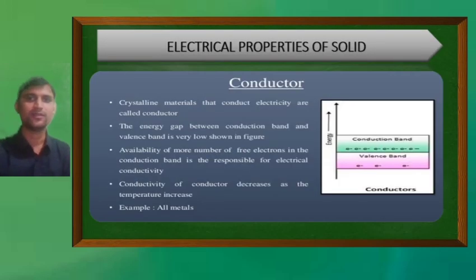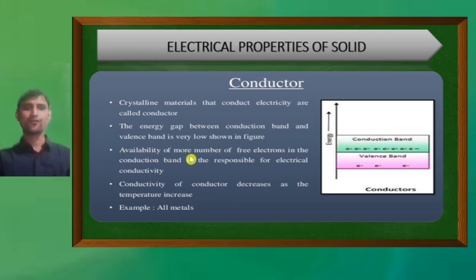Next one, electrical properties of solids. Already we know there are conductors, insulators and bad conductors of electricity. Now see the conductors. Crystalline materials that conduct electricity are called conductors. In them, the energy gap between the conduction band and the valence band is very low. We discuss that in the next point.